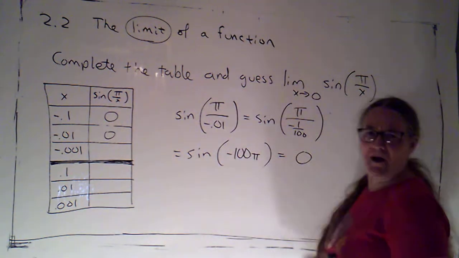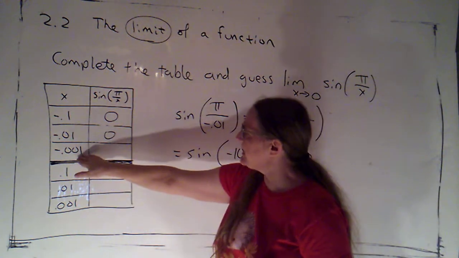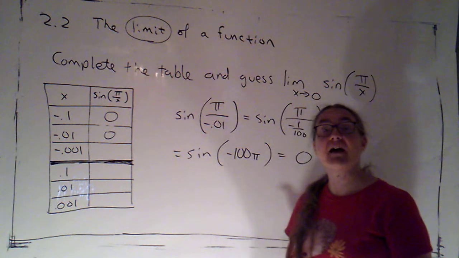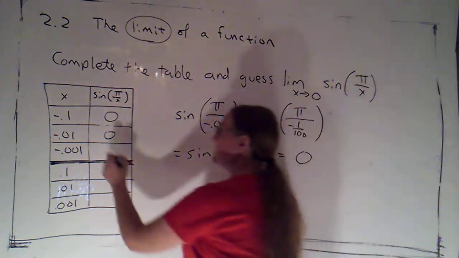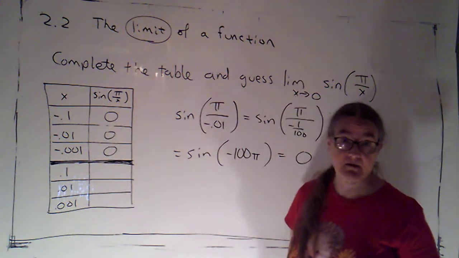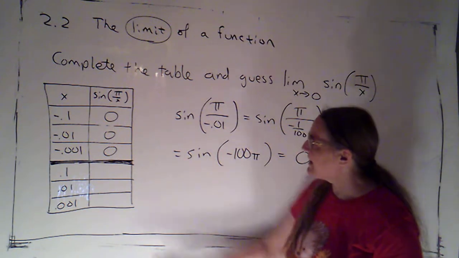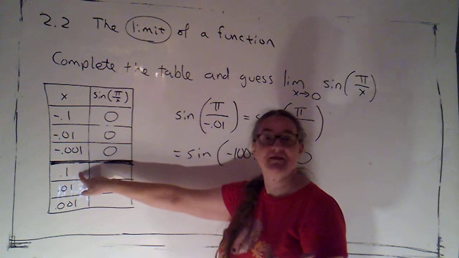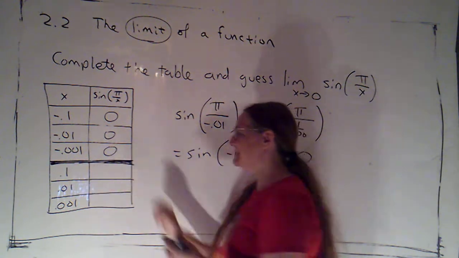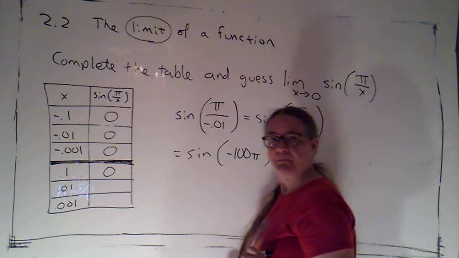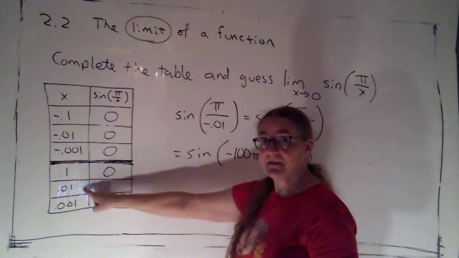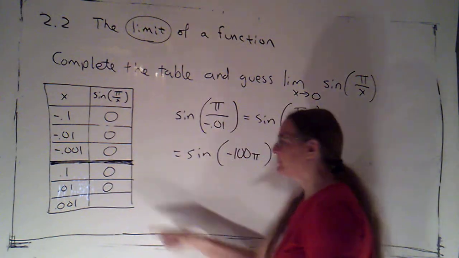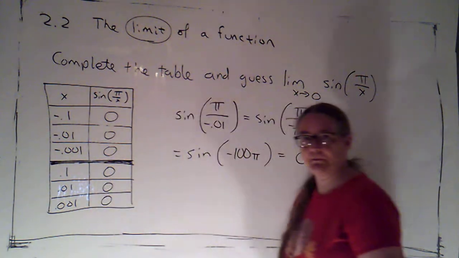And so I'm going to stop writing this out. Dividing by negative 1/1000th is the same as multiplying by negative 1,000. This is going to be sine of negative 1,000 pi. It's going to be 0. Okay. Here, we're dividing by positive numbers, but this is dividing by 1/10, which is the same as multiplying by 10. Sine of 10 pi is 0. Dividing by 1/100th, multiply by 100, sine of 100 pi is 0. And this is also going to be 0.